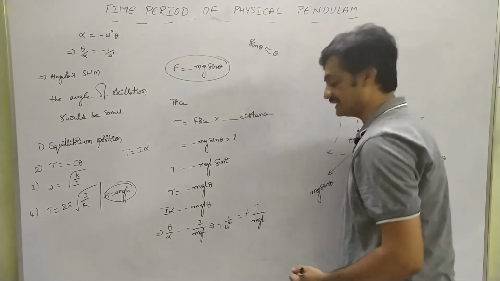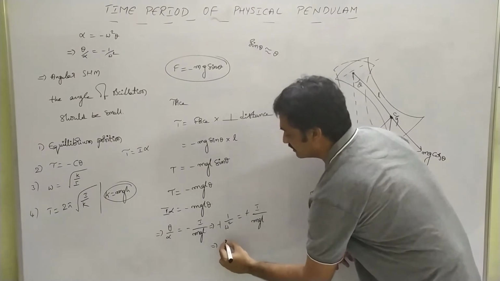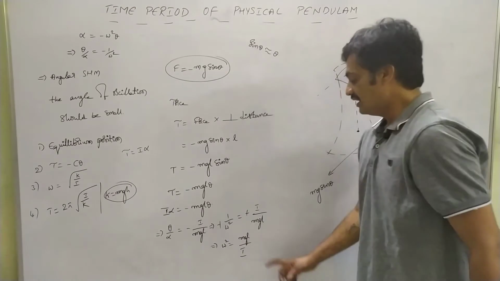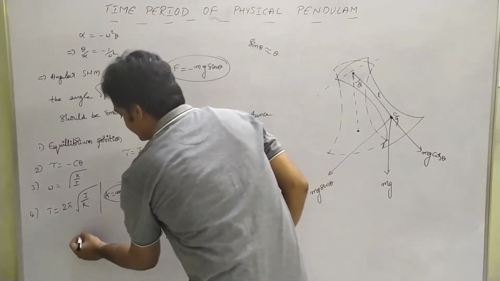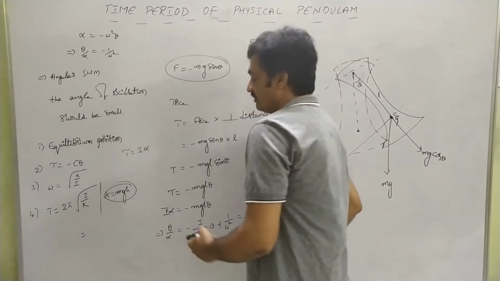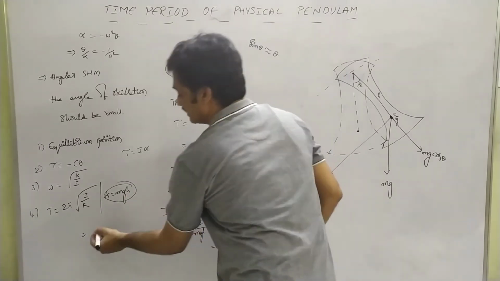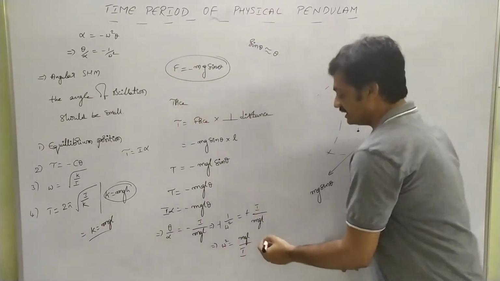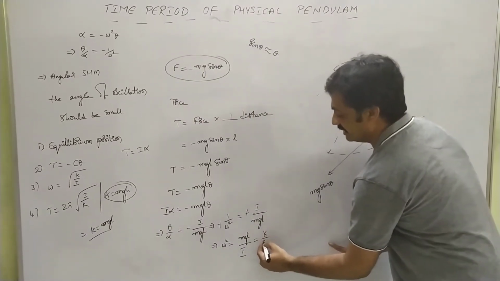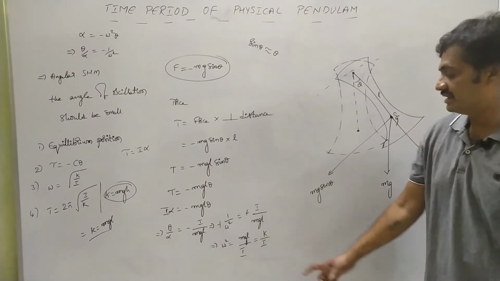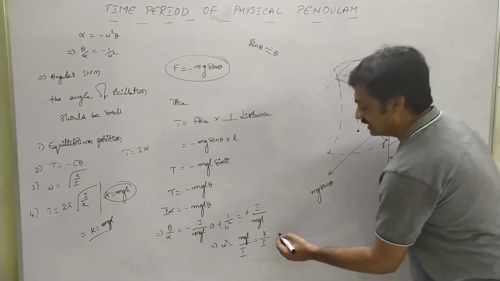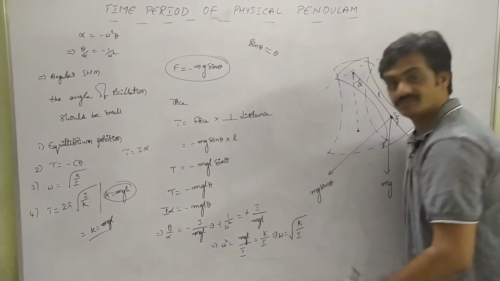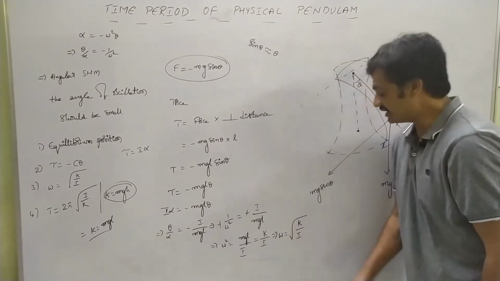Minus and minus get cancelled. And here we get omega square equals mgl by I, where mgl is represented as k. Why? Because in the place of h we are substituting l, so we can represent mgl as k. So as we substitute the value of k, we get omega square equals k by I, then omega equals under root of k by I.